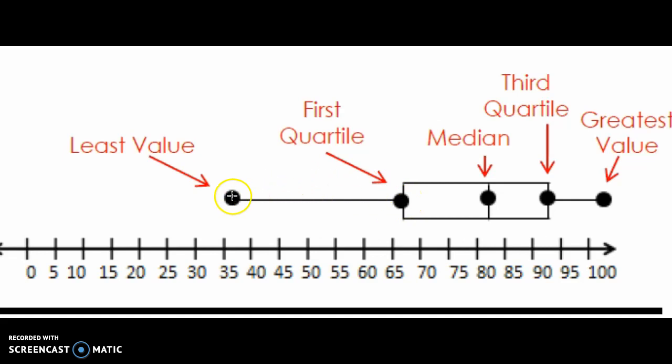So between the lowest value and the first quartile is 25% of the data. 50% of the data fall within this box here. And this is the median. This is the third quartile, sometimes referred to as the upper quartile. And then this is the greatest value, or the extreme value. Make sure you get all of that, and then I'm going to pause the video and move down.